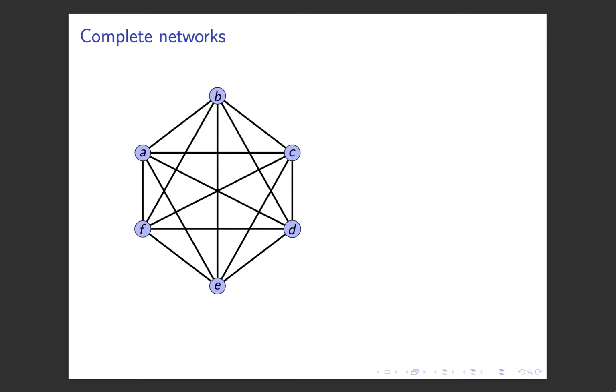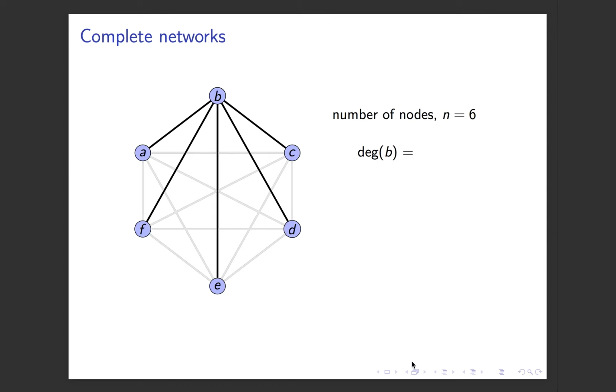For certain networks, you'll notice some patterns inside of the degree centralities. For example, consider a complete network. In this case, we have a complete network with 6 nodes. And if we look at the degree of, let's say, node B, we can sort of ignore the other edges that don't involve B and then just draw our little circle and count 5 edges that are incident on B. So the degree of that node B is 5.